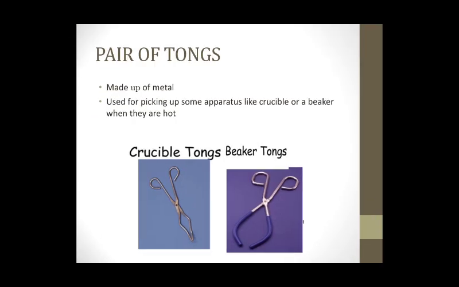Next we have a pair of tongs. They are made up of metal and it is used for picking up apparatus like a crucible. You have seen a crucible or a beaker when they are hot.